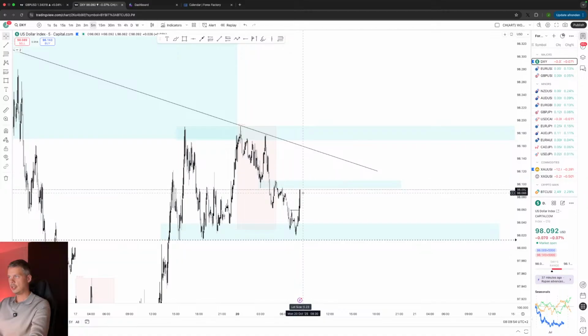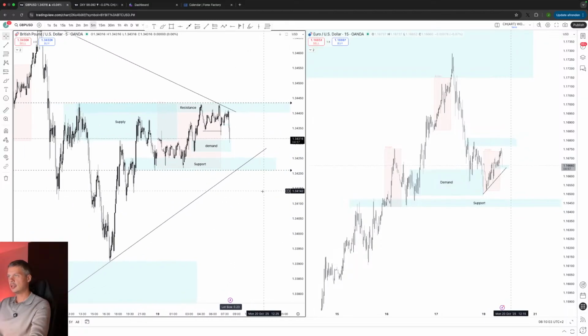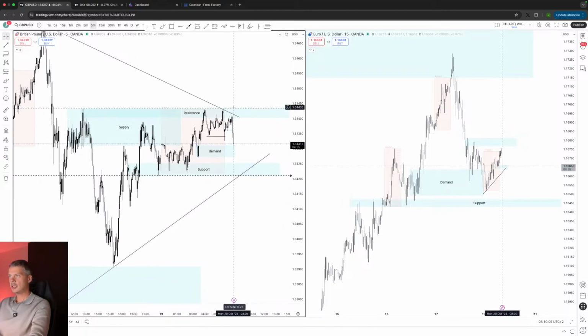Coming close to this area as well. Nice. How many pips left? 10 pips. It's easily done. It's easily done. It's 10 pips towards the upside, 10 pips towards the downside-ish.